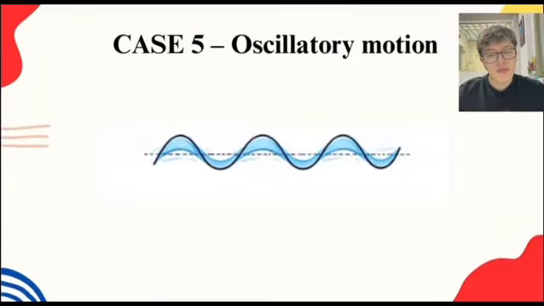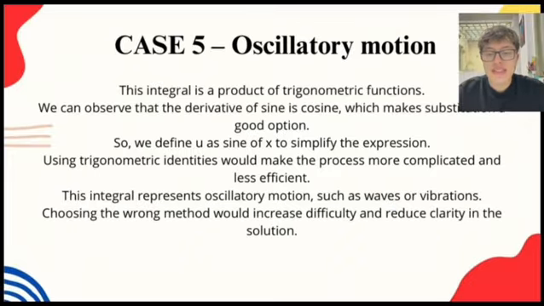Case number 5. Oscillatory motion. This integral is a product of trigonometric functions. In this type of expression, it is important to carefully observe the relationship between the functions, since trigonometric functions often have direct derivative relationships that can simplify the process.